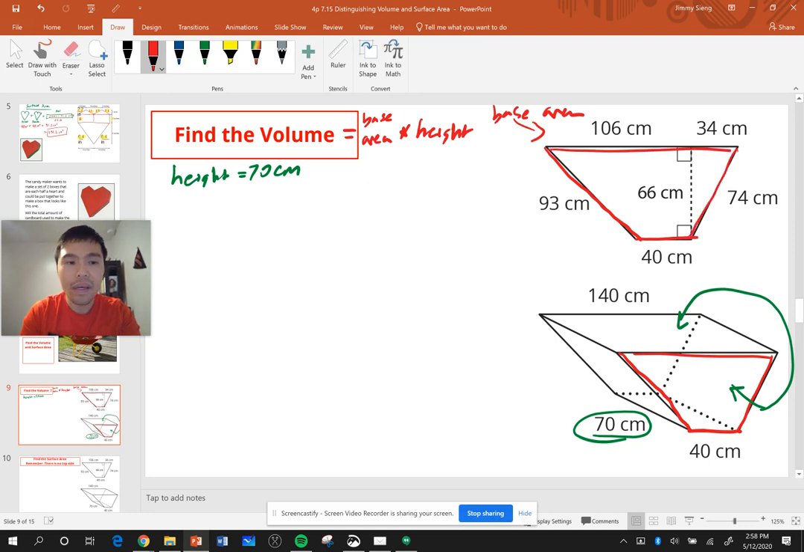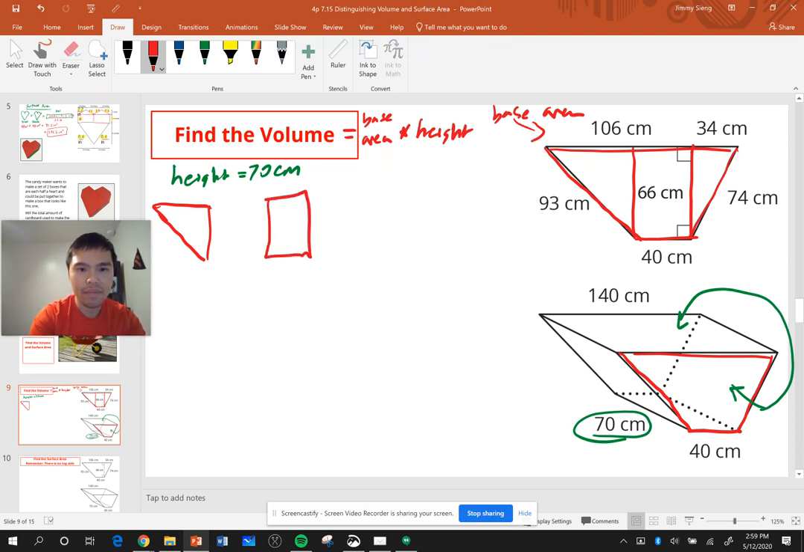All right, so let me go ahead and take this piece, and we're going to use that to find the area. Right now I don't know how to find the area of that. That's technically a trapezoid. But I'm going to go ahead and cut this into 2 triangles and 1 rectangle. So here's my first triangle, and then you have my rectangle, and then you have your other triangle. I need to add those together to get my base area.